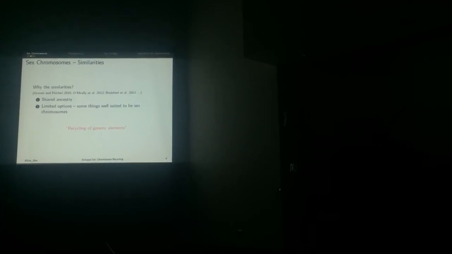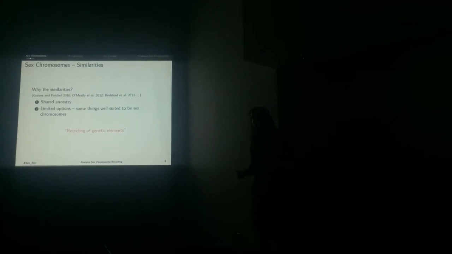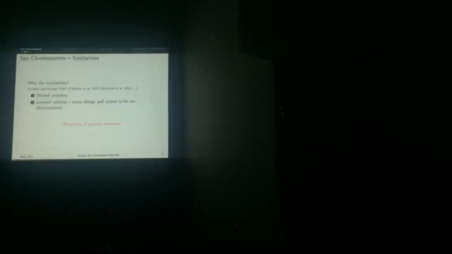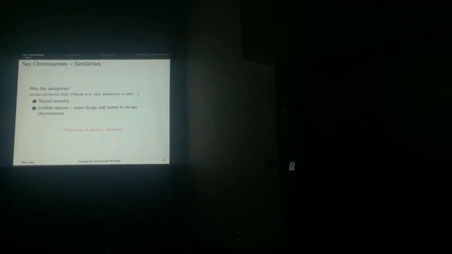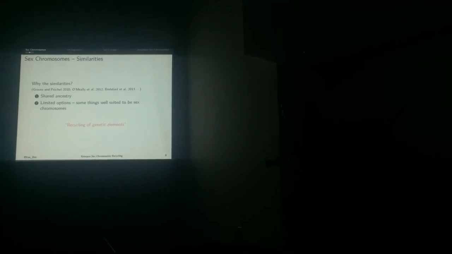And the question becomes, why? Why do we see these similarities? Well, in some cases, it's certainly shared ancestry. But there's also this idea of limited options. Perhaps there are only certain things that can be the sex chromosomes and can control sexual development. And it leads to this idea of a recycling of genetic elements where you get the same thing showing up over and over again, independently in different lineages.